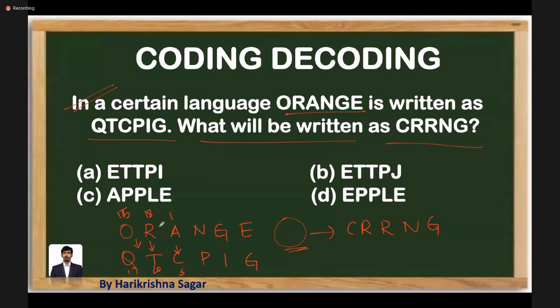So here something is increased by 2 to get Q. Here also something needs to be increased by 2 to get C. What is that? A. R is the 18th alphabet. 18 minus 2 is 16. It's P. 14 minus 2 is 12. It's L. G minus 2 is 5. That is going to be A. The answer must be APPLE. Mark it as option C. So most of the students are getting confused and they are marking it as ETTPI.